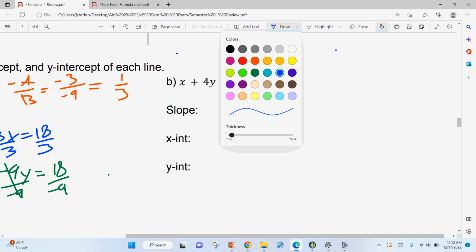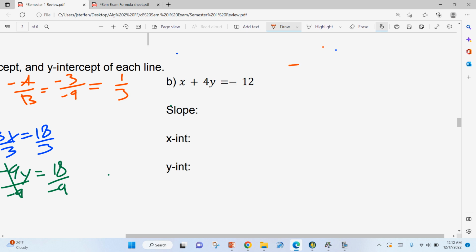Same thing over here. Let's try to stick with the same colors. So we have negative a over b, which is negative 1 over 4. So that's your slope, negative 1 over 4. Then the cover-up method. For the x-intercept, we cover up our y. It's already there. x is equal to negative 12. So that's your x-intercept.